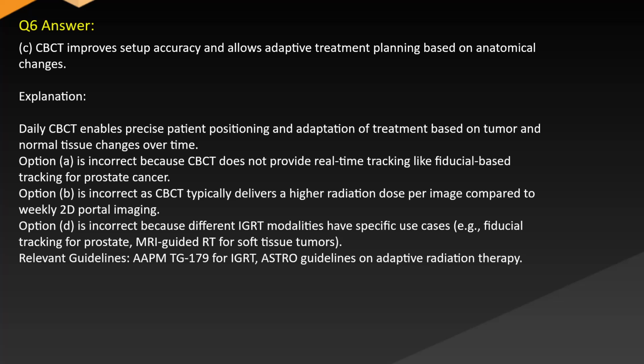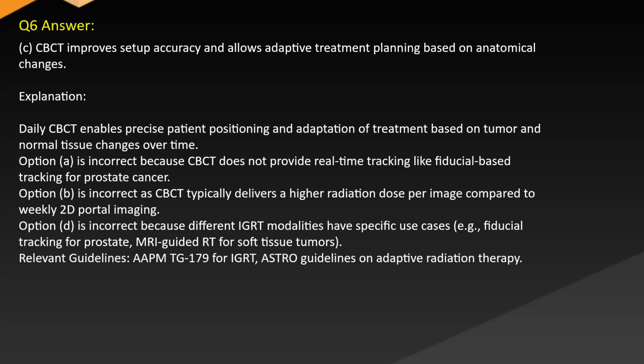Explanation. Daily CBCT enables precise patient positioning and adaptation of treatment based on tumor and normal tissue changes over time. Option A is incorrect because CBCT does not provide real-time tracking like fiducial-based tracking for prostate cancer. Option B is incorrect as CBCT typically delivers a higher radiation dose per image compared to weekly portal imaging.